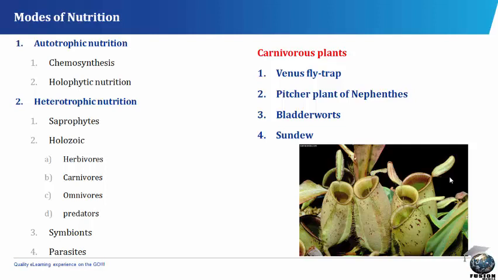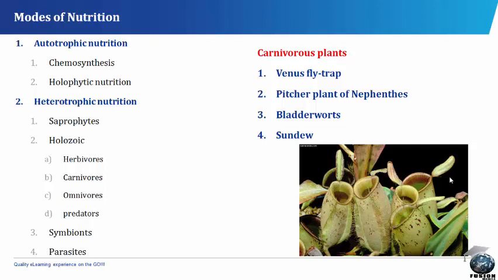2. Holozoic. This is exhibited by animals. They take in complex organic food substances. They are divided into 1. Herbivores, 2. Carnivores, 3. Omnivores, 4. Predators. Herbivores: those animals that feed on green plants. Example: sheep, goat, cow, etc. 2. Carnivores: those animals that feed on flesh. Example: dog, cat, lion, etc. And 3. Omnivores: those that feed on both flesh and green plants.